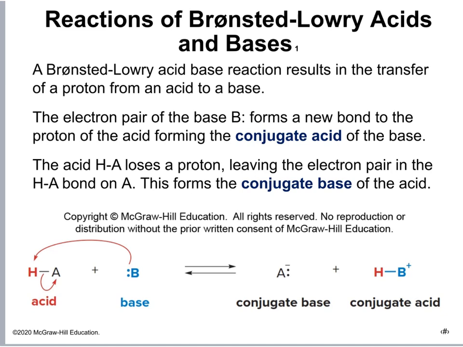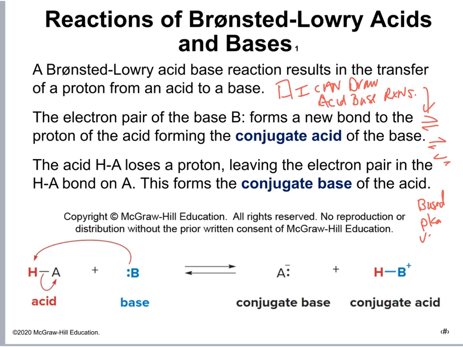So one of your I can statements is, I can draw acid-base reactions. And in doing so, you need to be able to predict the equilibrium. These are the ways you predict the equilibrium values based on the pKa's. So you're going to have to assign pK values. To be able to draw acid-base reactions, you've got to be able to assign pK values.